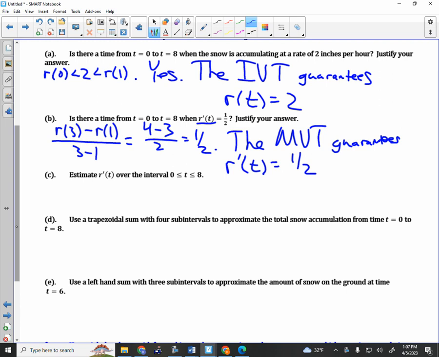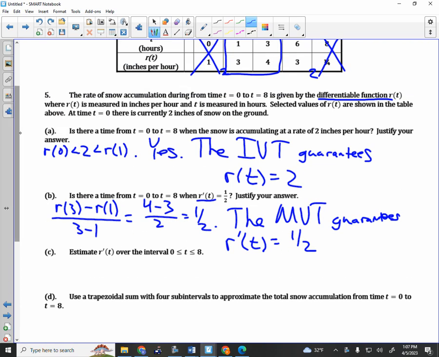Estimate R prime of t. Are we given R prime of t or R of t? R of t. So we want to estimate the derivative. When we're estimating a derivative, what do we use? Okay, good idea. That's when we're going to estimate the integral. So we're going to do that later. But when we're estimating a derivative, we use slope. Slope is the estimate of the derivative. So it says estimate r prime of t over that.